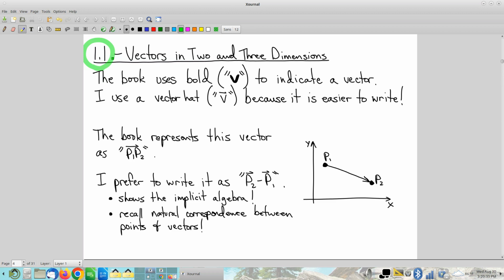I do want to point out specifically, though, that the book uses bold to indicate something as a vector. I prefer to put the little vector arrow, little hat thing on top of the name to indicate that it's a vector. I suppose it's arbitrary, but when you're handwriting, bold is kind of, how would you do that, right? It seems strange and tedious. The vector hat makes sense and it's just easier and faster. So I will always use the vector hat myself.